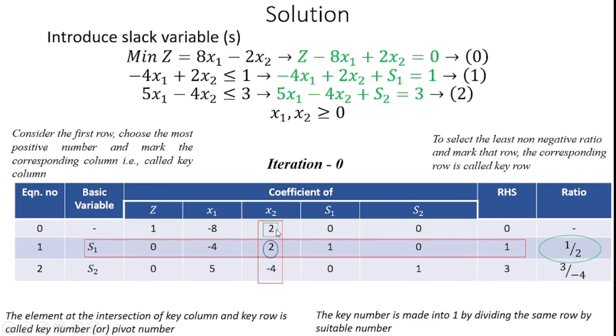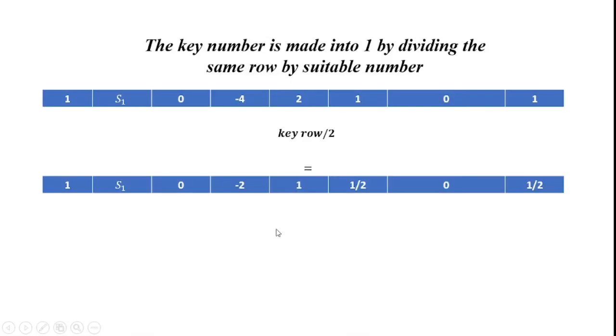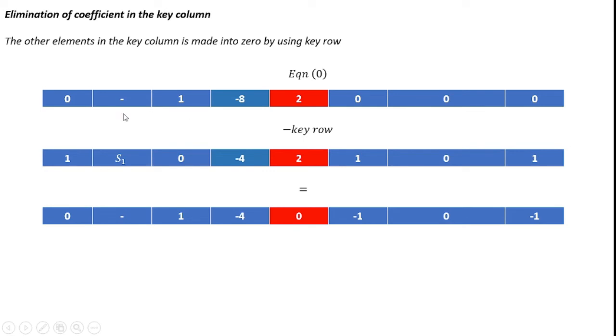How can I convert the 2 into 0? Yes, let's see. Here equation 0: 0, 1, -8, 2, 0, 0, 0 are available. From the key row I can convert this value into 0. So I always choose the key row for converting the other elements available in the key column. In the key row there is 2 available, so I can subtract the key row from equation 0, and automatically get 0 in the next iteration row.